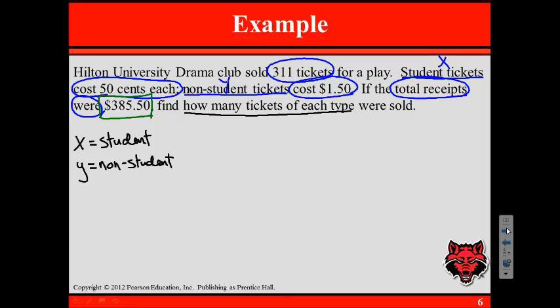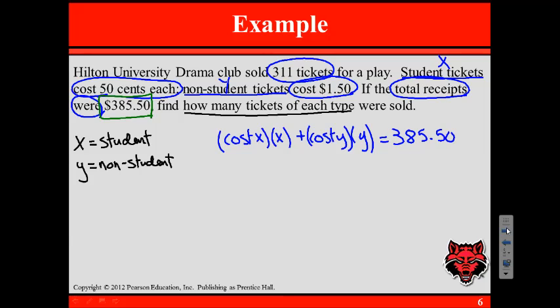So let's start with that last piece of information, the total receipts. Remember, total on the last problem meant sum, and total receipts here also means sum. We're going to have the cost of student, so cost of X times the number of tickets of X that they sold, plus the cost of Y times the number of Y tickets that they sold, will equal $385.50.